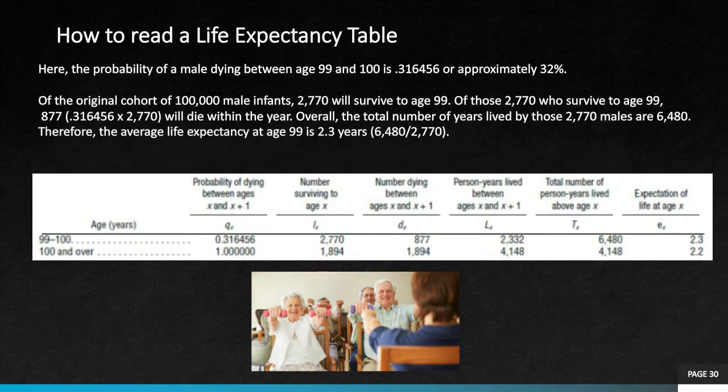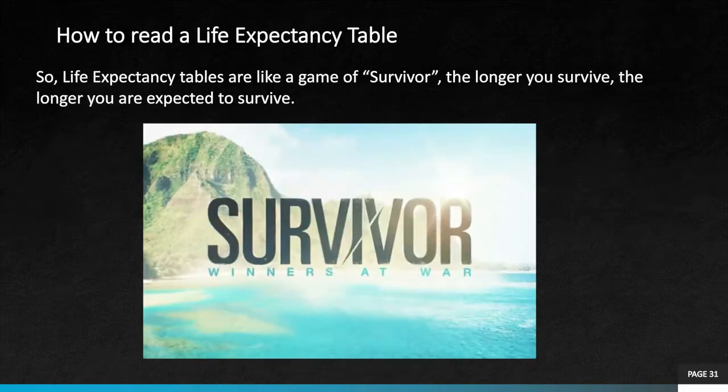So if you have an elderly plaintiff and they're still working and you're wondering how much longer they will survive and how much longer they will work, it's usually, no matter how old they are, a couple of years, and you may have some losses there. So life expectancy tables are like a game of Survivor. The longer you survive, the longer you're expected to survive.